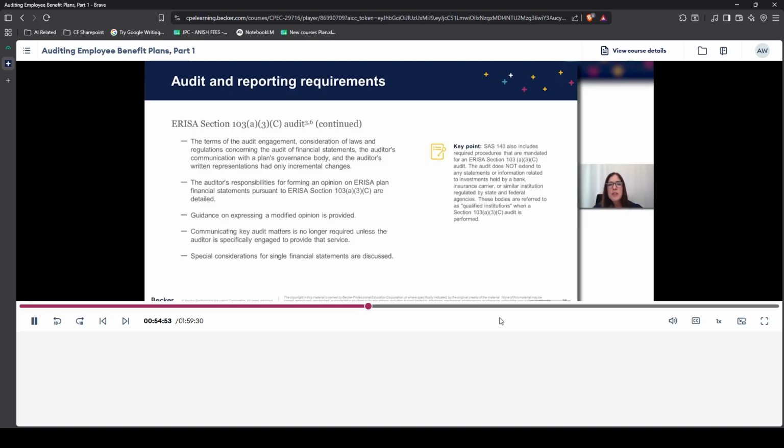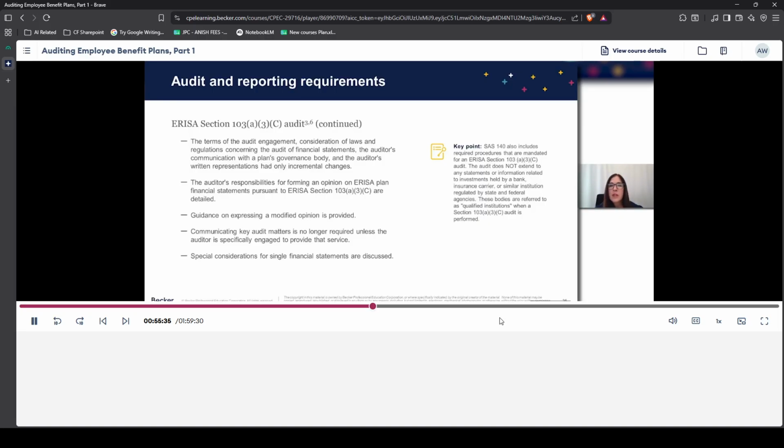For all of us that were already doing everything that we were supposed to be doing when it comes to an EBP audit, under the changes of SAS 136 and the AUC 703 reporting, we're only going to have to make a few minor changes, as I'm sure you're already well aware of, since this standard is now already in effect. But under the 103(a)(3)(C) audit, you are going to have to include some specific terms of the audit engagement. We're going to have to consider specific laws and regulations when it comes to the audit of the financial statements. We have our communication requirements and some specific representations we're going to have to obtain as well.